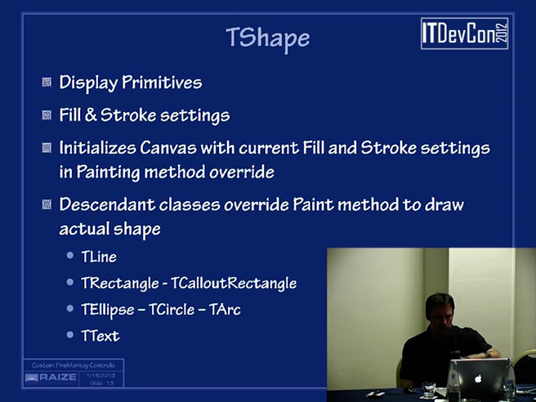So rather than do a canvas.DrawRectangle or FillRectangle like we would do in the VCL, we're just going to create a rectangle primitive and have the canvas draw it.